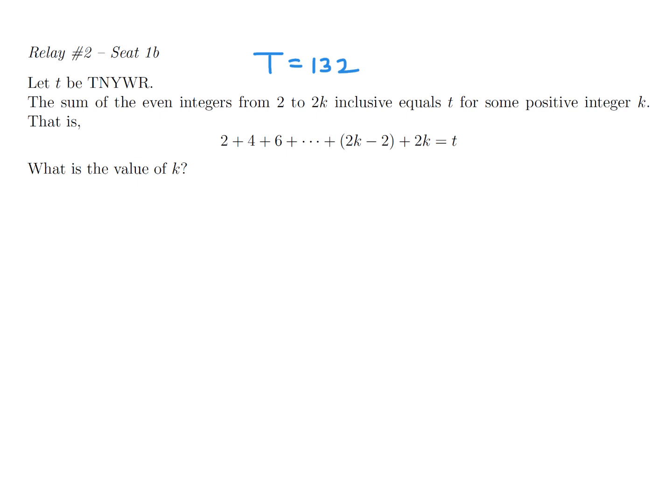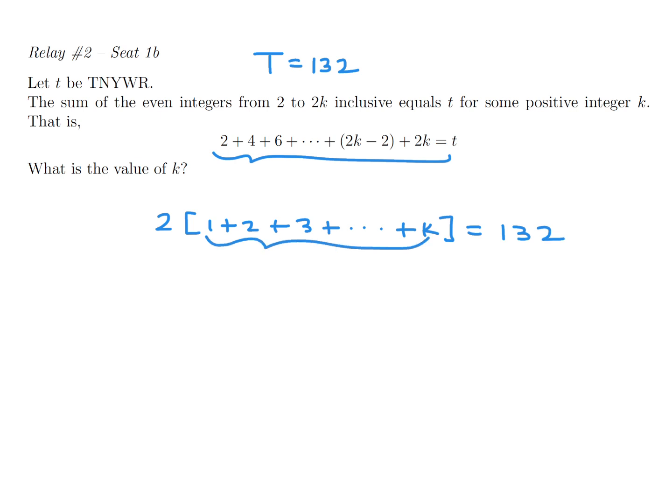The sum of the even integers from 2 to 2k is as follows. What is the value of k? So this, if we factor out a 2, we're going to get 1 plus 2 plus 3 plus dot dot dot all the way till k. And that's T, and T is 132. Now this, we know that formula. Some of you know it. It's k times k plus 1 over 2. And then don't forget this 2 out here. And that's 132. So that basically means that k times k plus 1 is 132.